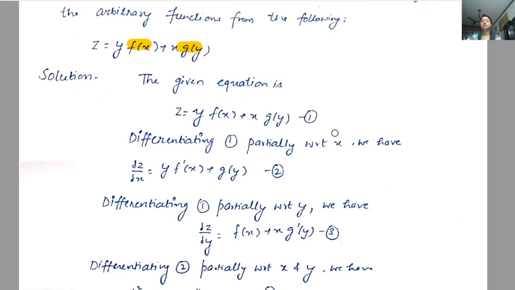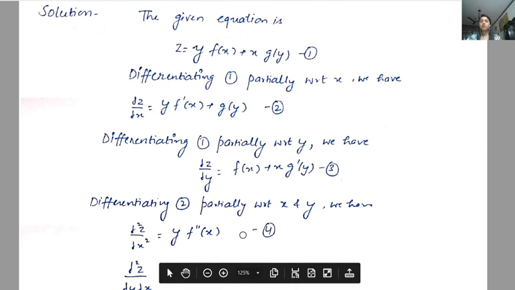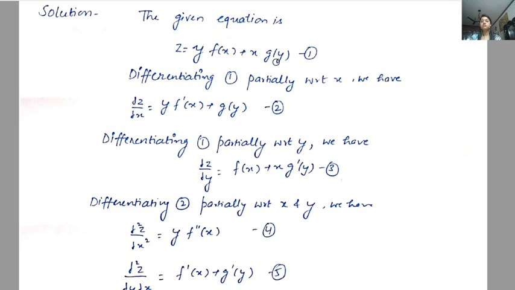Differentiating equation 1 partially with respect to x, we have ∂z/∂x equals y. y is treated as constant, so there is no change in y, into f'(x) plus g(y) is constant, derivative of x is 1. Now, differentiating equation 1 partially with respect to y, we have ∂z/∂y equals f(x) plus, x is constant, x into g'(y). Derivative of g(y) with respect to y is g'(y).